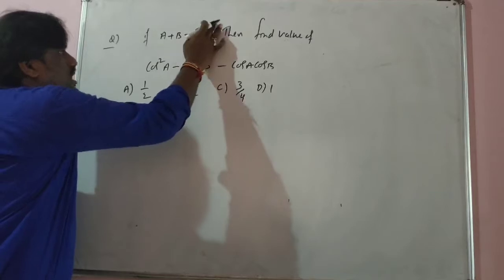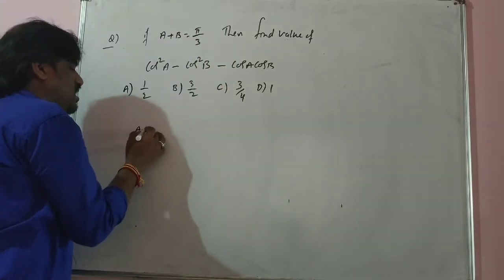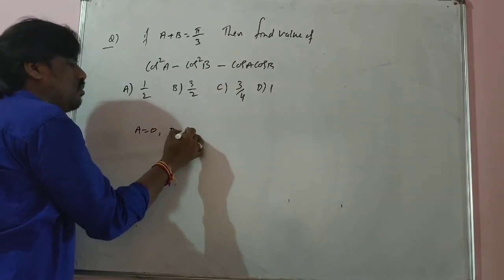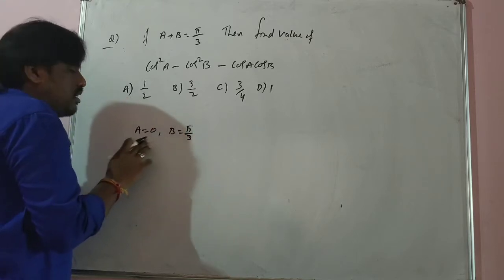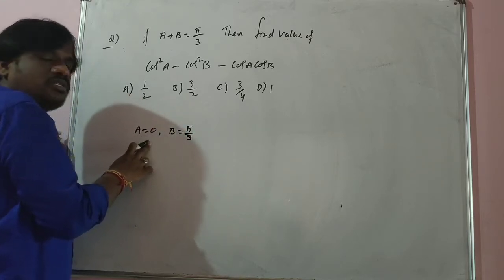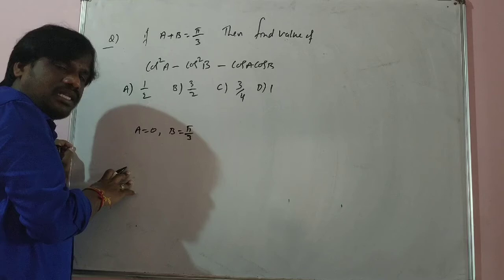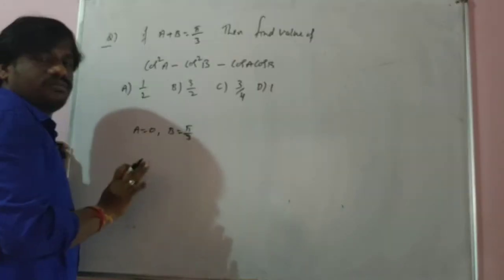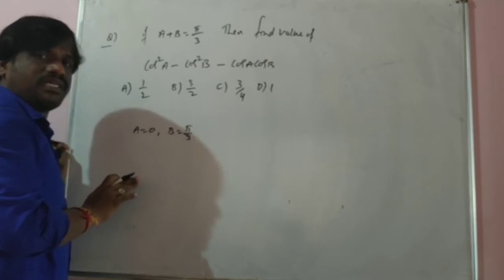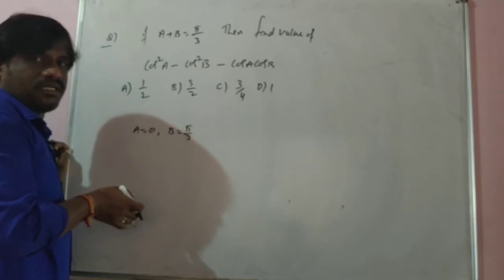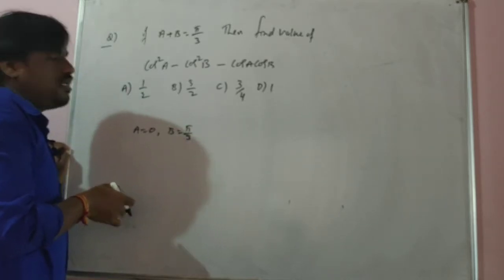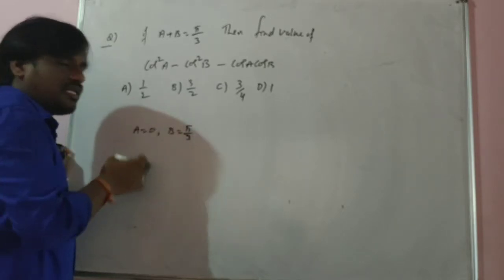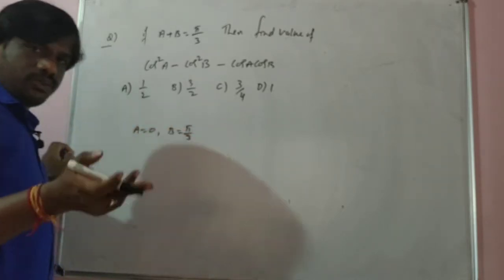So here a plus b is pi by 3. So can I take a is equal to 0 degrees and b is equal to pi by 3? You can take this. Because you know pi by 3 value is how much? 180 by 3, that is 60 degrees. You can take 30 also, pi by 6 plus pi by 6, that is pi by 3 I will get. So you can take pi by 3 and 0, that's up to you.